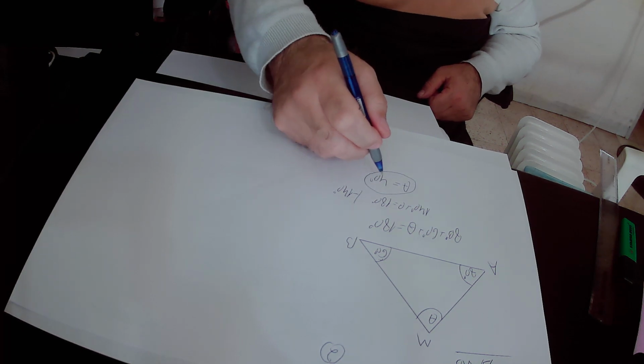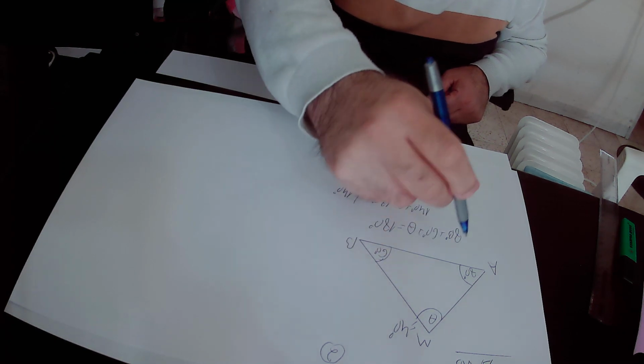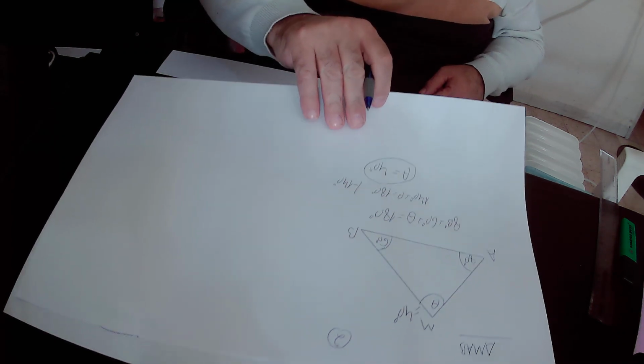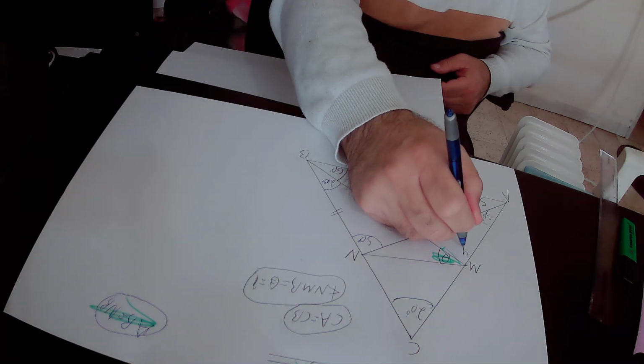So if the missing angle theta equals 40 degrees in its size, that is to say angle A and B equals 40 degrees. This is angle A and B that is equal to 40 degrees in its size.